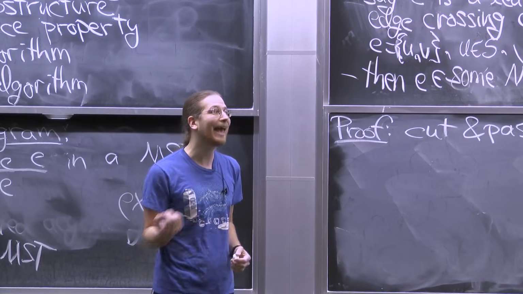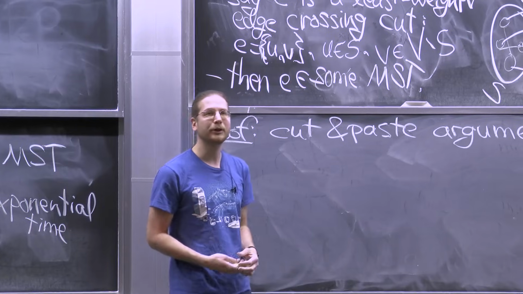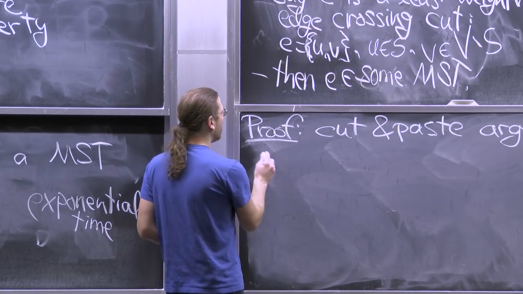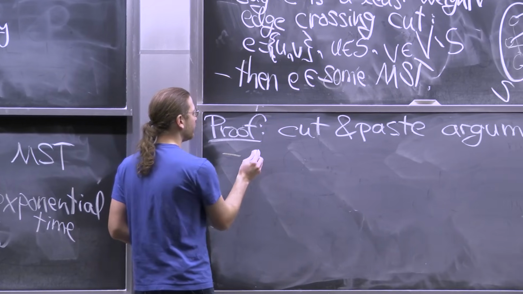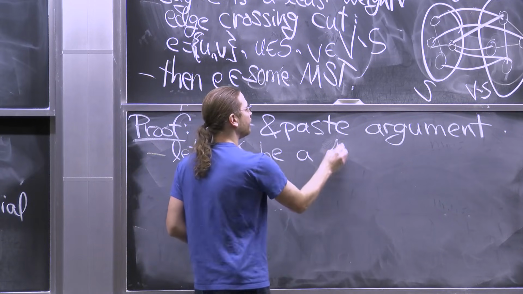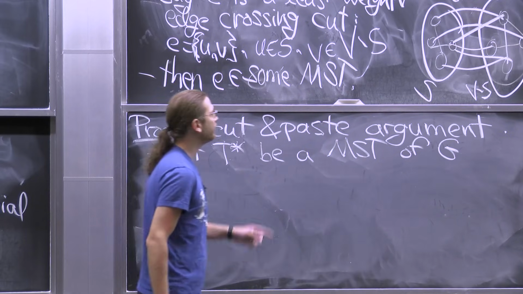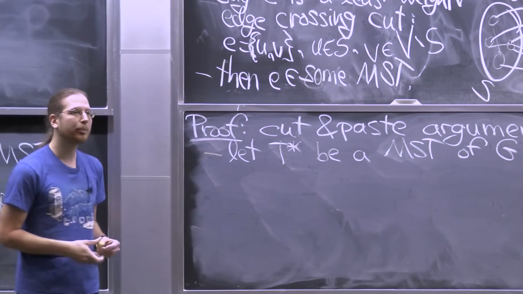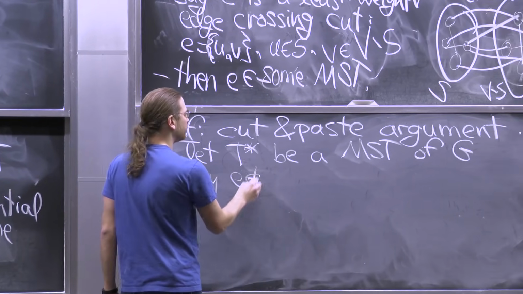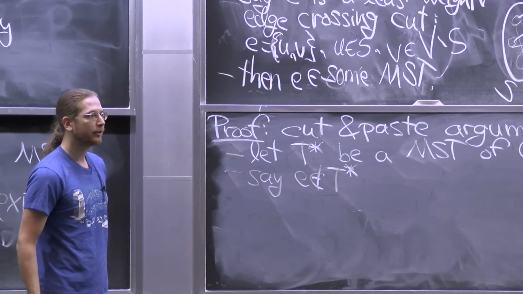And therefore, there is an optimal solution. There is an MST that has the property you want. OK, so we're going to do that by starting from an arbitrary minimum spanning tree. So let T star be a minimum spanning tree of G. And if the edge E is in there, we're done. So presumably, E is not in that minimum spanning tree. We're going to modify T star to include E.